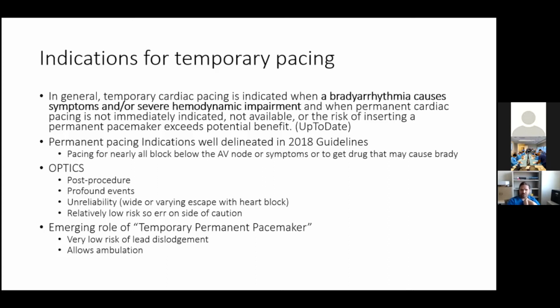Permanent pacing indications are well delineated in the 2018 guidelines. And I think the easiest nutshell way to sum that up is all block below the level of the AV node. This is complete heart block or Mobitz 2 second-degree heart block that is below the level of the AV node, which gets a pacemaker regardless of symptoms. Everything else, we just wait for symptoms. Previous iterations of guidelines would give time cutoffs or rate cutoffs, but there are absolutely none of those now. It is all defined by symptoms and hemodynamic compromise to get the pacemaker.